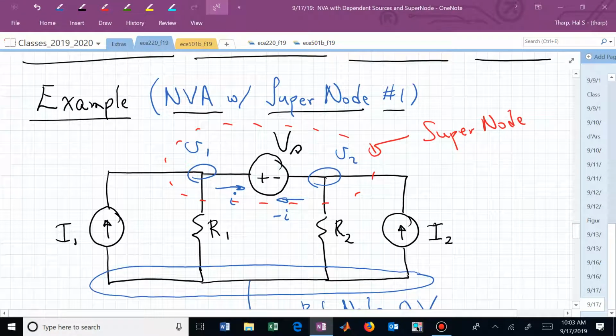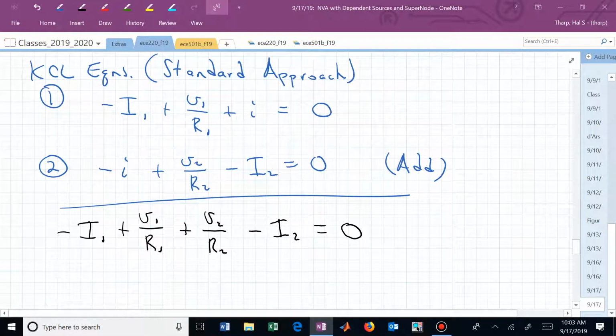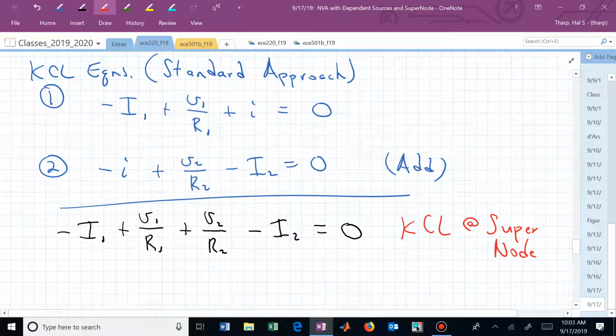What if we write KCL at this supernode? We have minus I1 coming in. We maintain the node voltage labels. To the left going down, we have V1 over R1. To the right going down, we have V2 over R2. And to the right going out, we have minus I sub 2. That's exactly what we ended up with without having to write two equations. We just wrote one, and this is now KCL at the supernode.